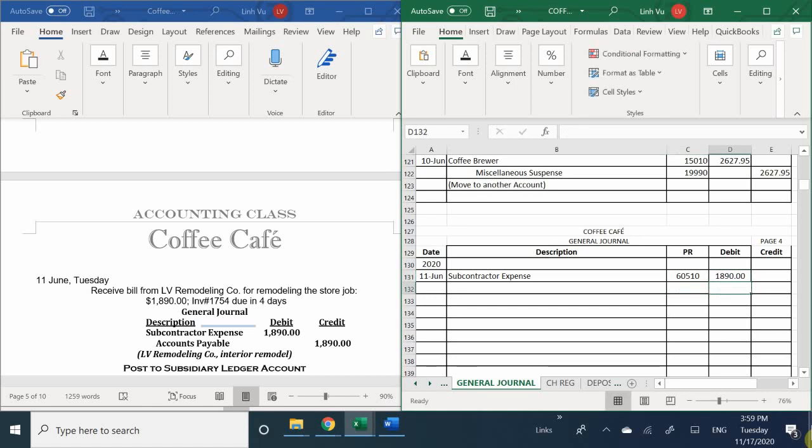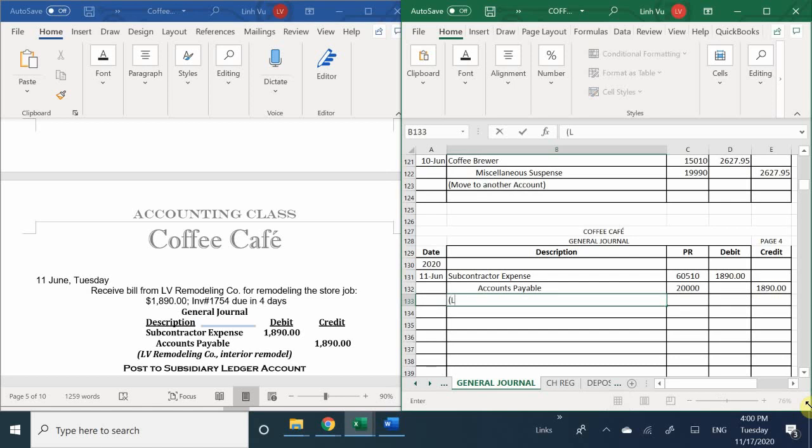And when is it due? In 4 days, correct. So here, there you go. The assumption is we're going to owe them because we're not going to pay them yet. So accounts payable. All right, and that is a credit for the amount of 1890.